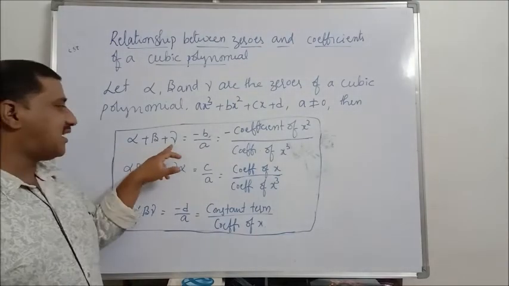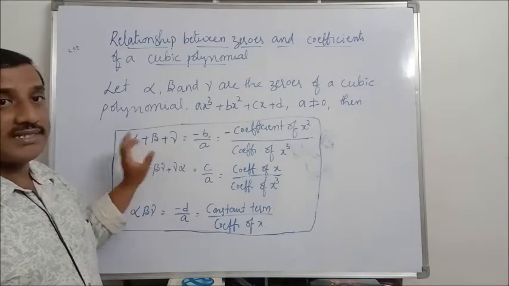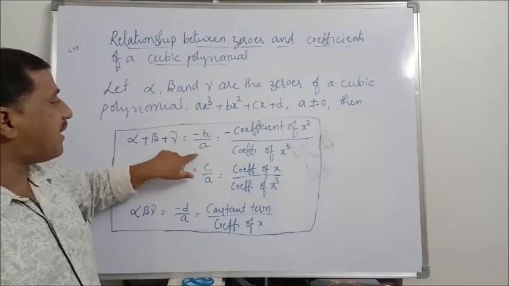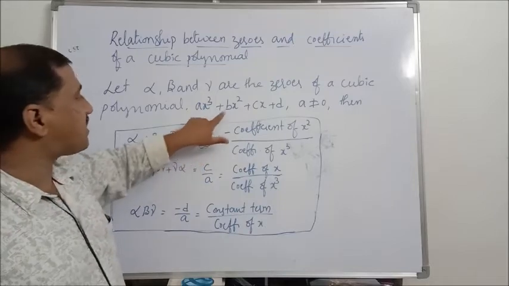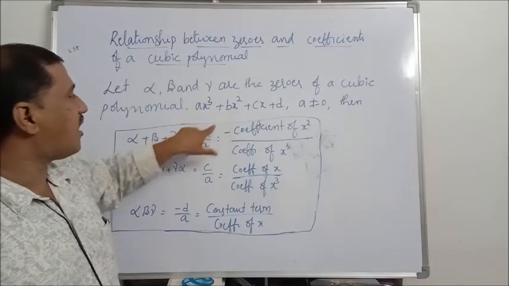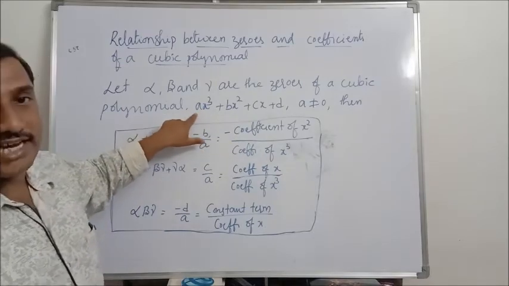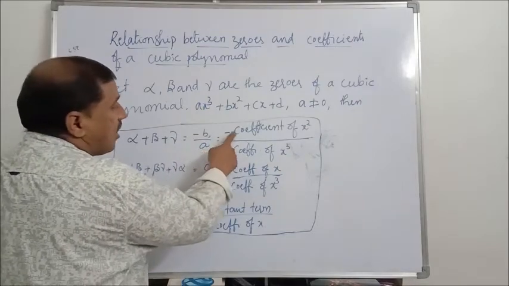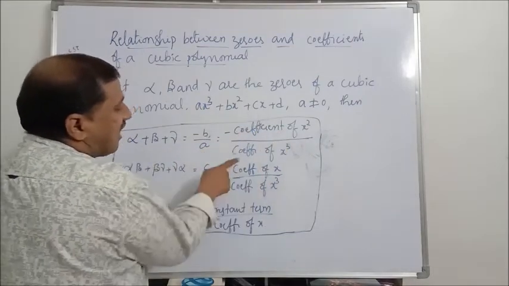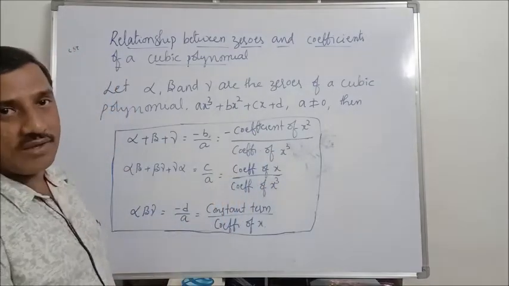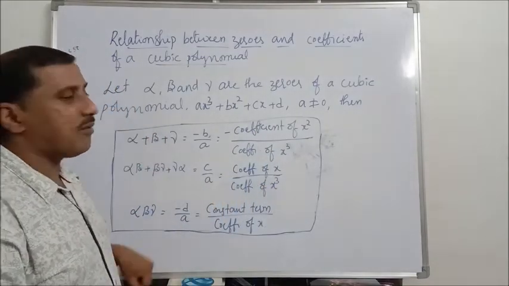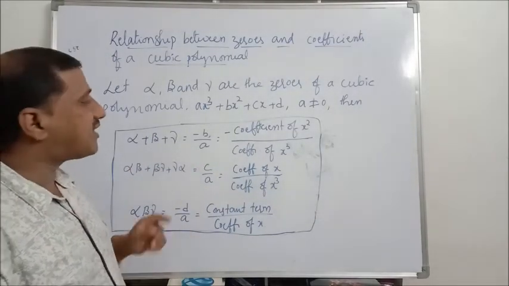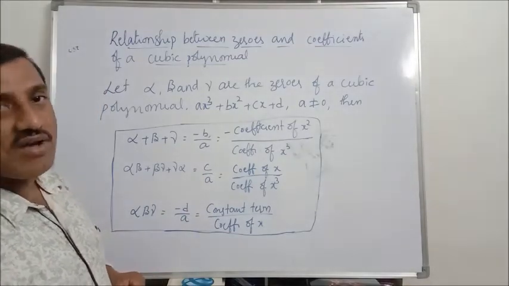Then the sum of the zeros, that is alpha plus beta plus gamma, the sum of the 3 zeros of the cubic polynomial is equal to minus b by a, where b is the coefficient of x square and a is the coefficient of x cube. Therefore minus b by a is equal to minus the coefficient of x square divided by the coefficient of x cube.